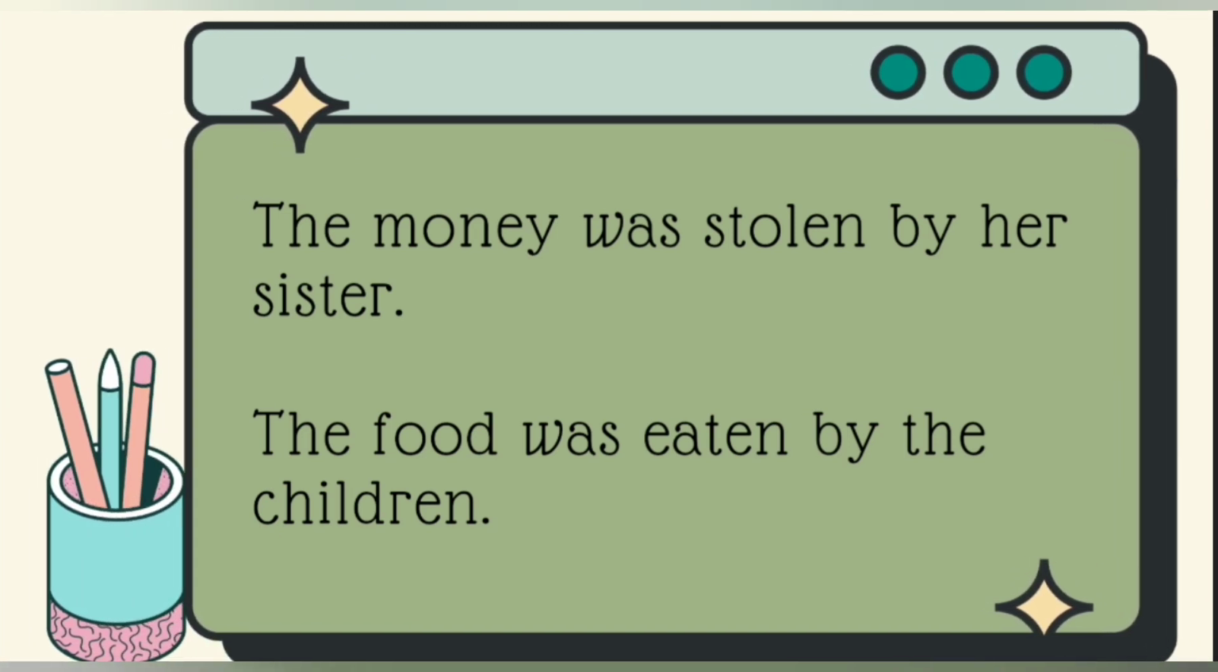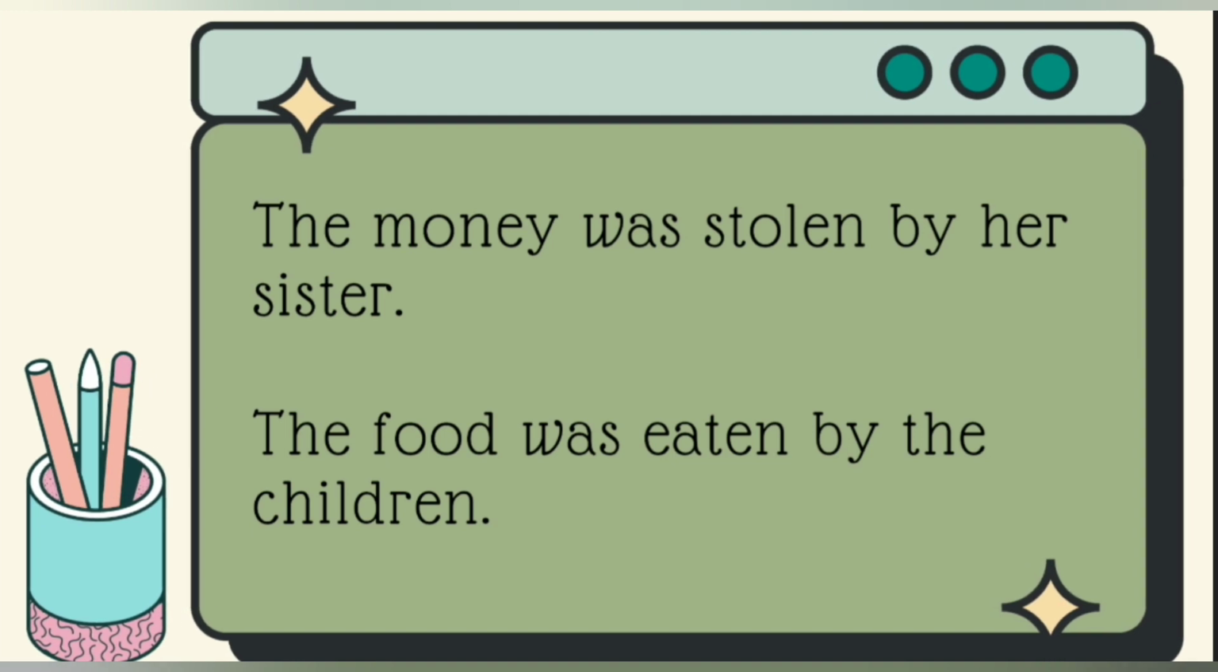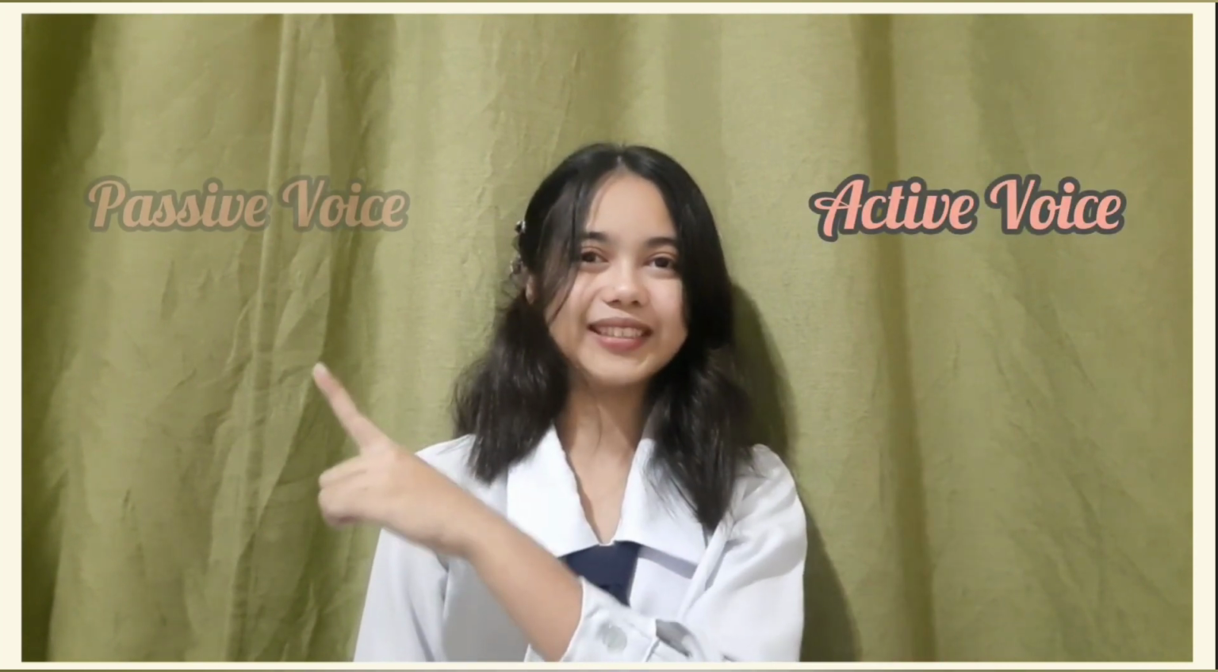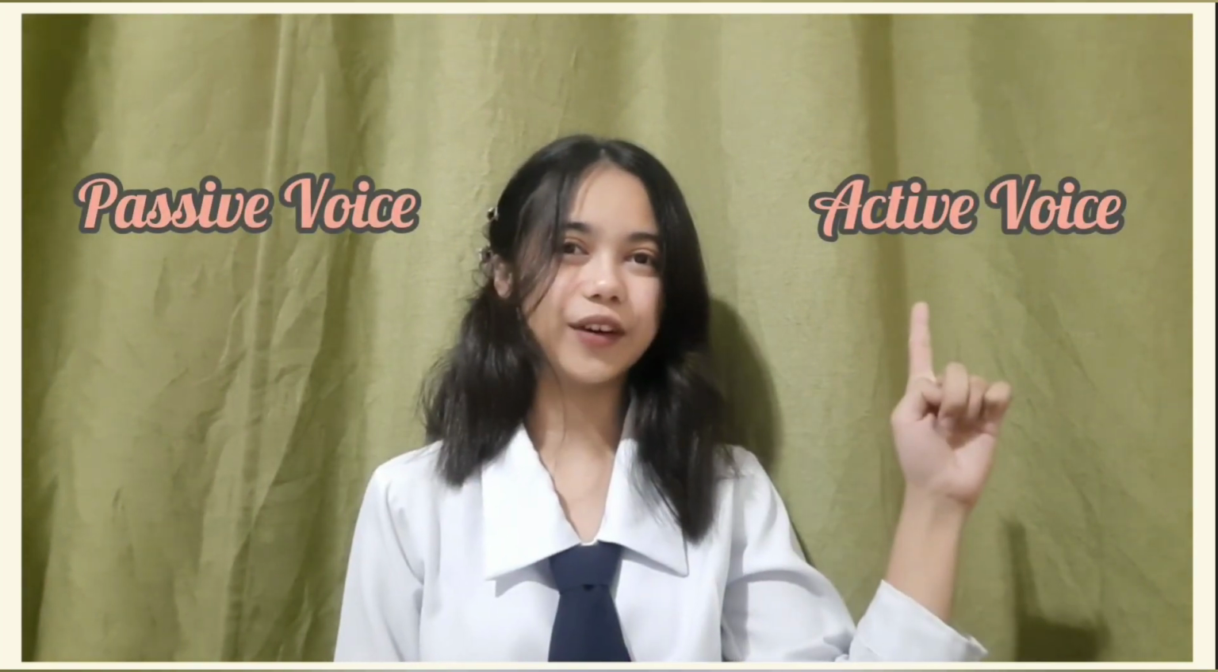Here, the money is the object. Our auxiliary verb is was, then the past participle stolen, and the preposition by, and the doer, which is her sister. Second example, the food was eaten by the children. The food is the object, was the auxiliary verb, eaten is the past participle, and the preposition by plus the doer, which is children. How about converting the active voice into passive voice and passive voice into active voice?